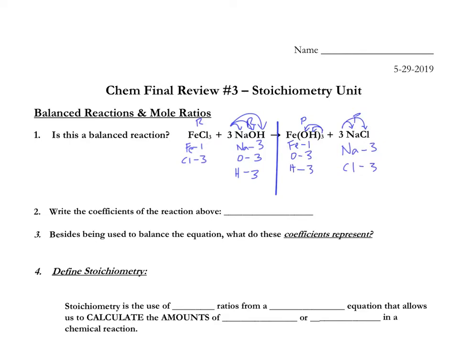So when I compare, I've got 1 iron on the left, 1 iron on the right, 3 chlorines on the left, 3 chlorines on the right, 3 sodiums on the left, 3 sodiums on the right, 3 oxygens, 3 oxygens, 3 hydrogens, 3 hydrogens. So the question is asking, is this reaction balanced? The answer is yes.